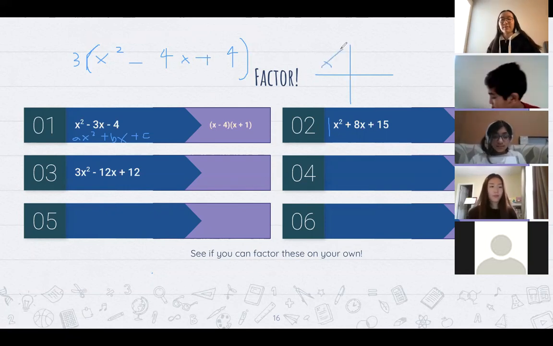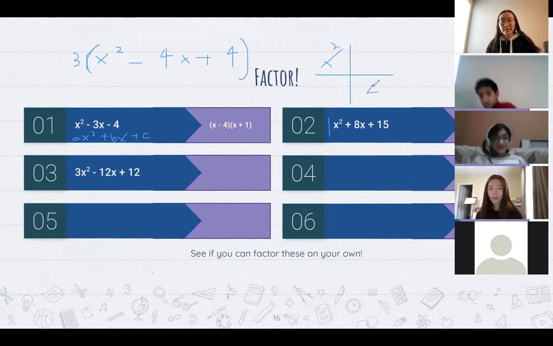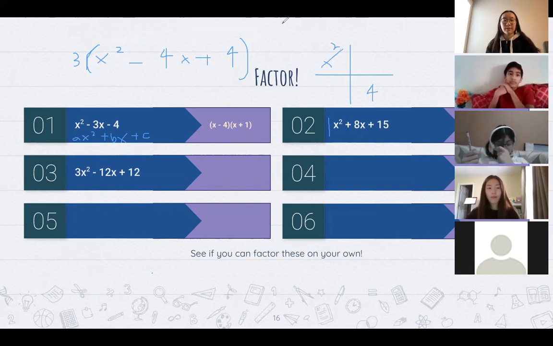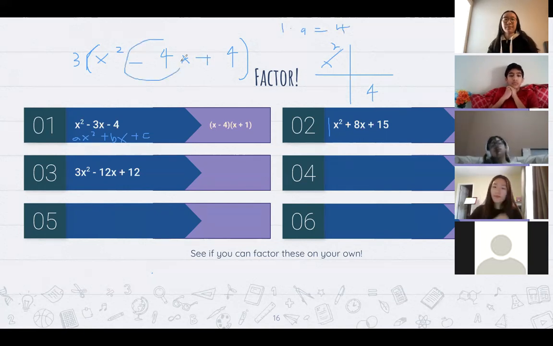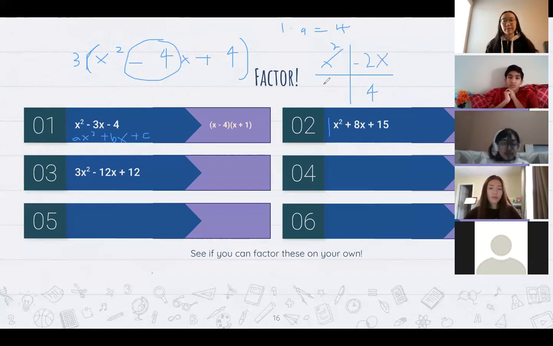All right, so let's do the box method. So first we put x squared here, 4 right here. And then we do a times c. So that'd be 1 times 4, which equals 4. And now we have to find factors of 4 that add up to negative 4. And that would be negative 2 and negative 2. So we're going to write that in the remaining boxes.